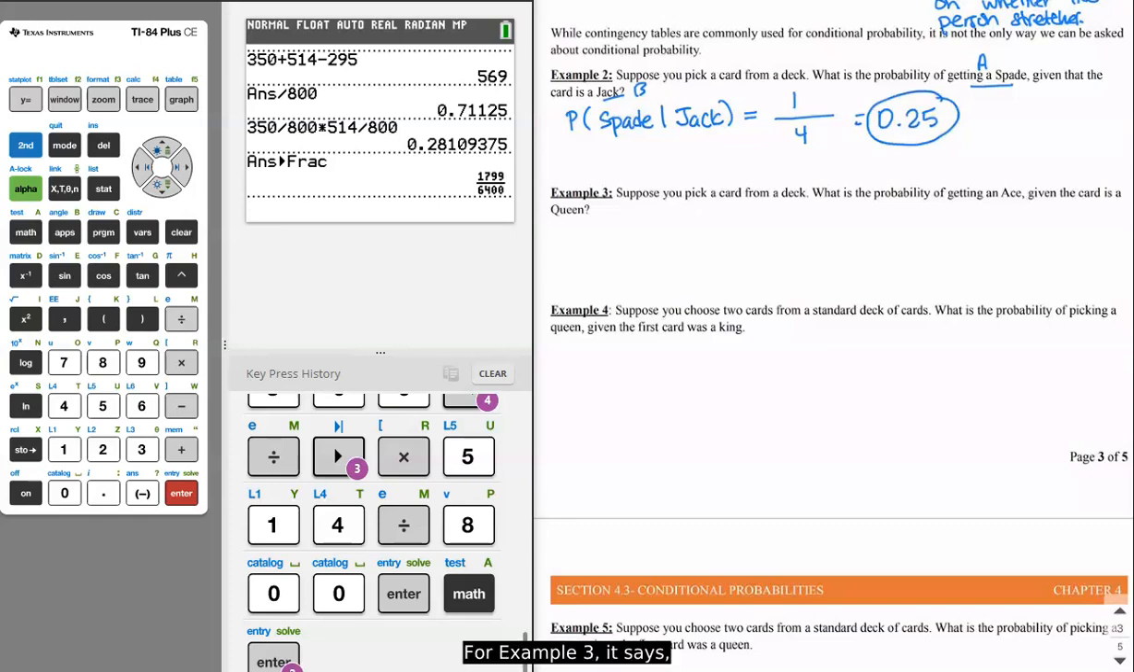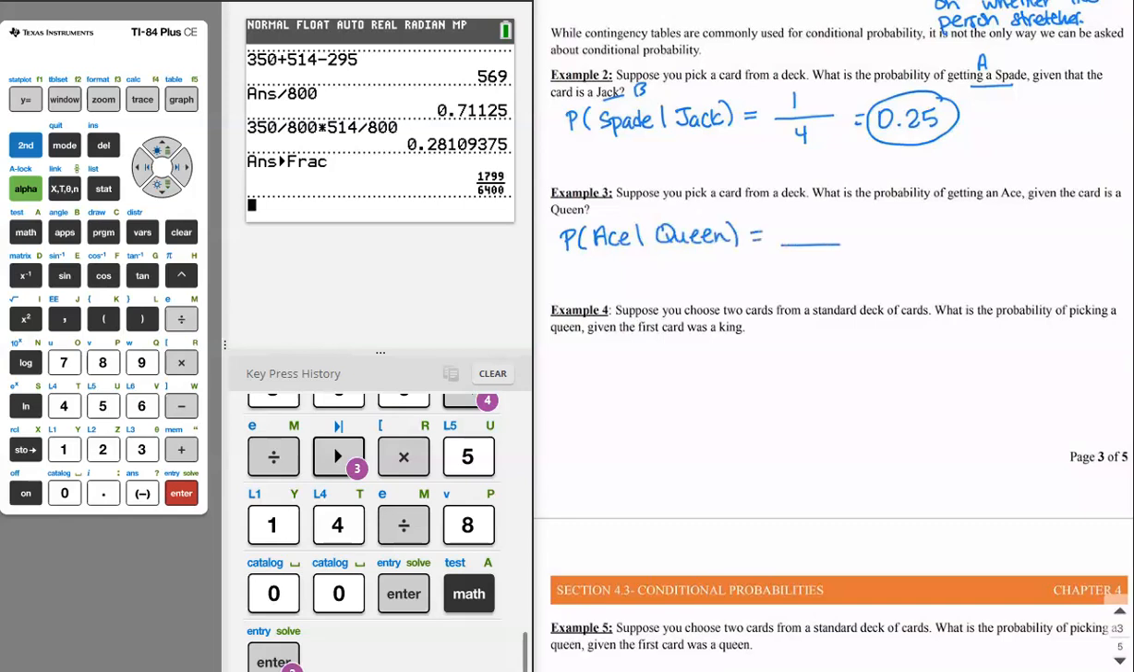So for example 3, it says, suppose you pick a card from a deck. Again, this idea, just 1 card. What is the probability of getting an ace given the card is a queen? So I want the probability that it's an ace given the card is a queen.